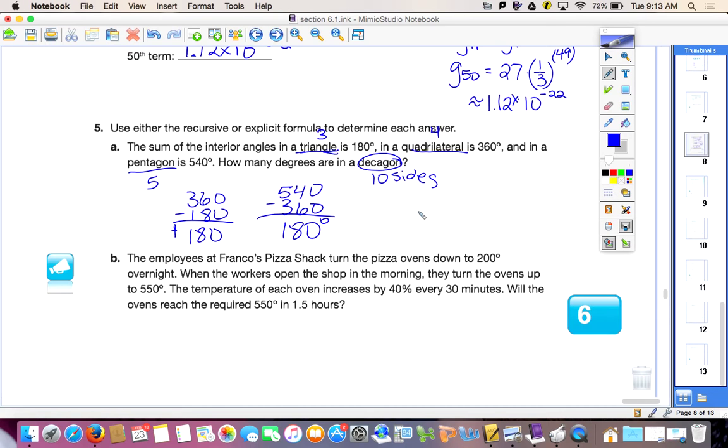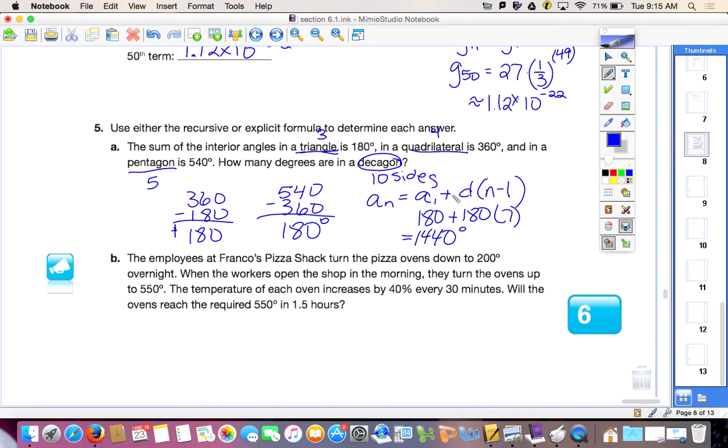So what about a decagon? How many degrees are in a decagon? Okay, so in a 3-sided figure, we have 180, and a 4-sided 360 degrees, and a 5-sided 540 degrees. How many degrees are in a 10-sided figure? We already determined that we have a common difference, and our common difference is 180 degrees. So we know this is an arithmetic sequence.